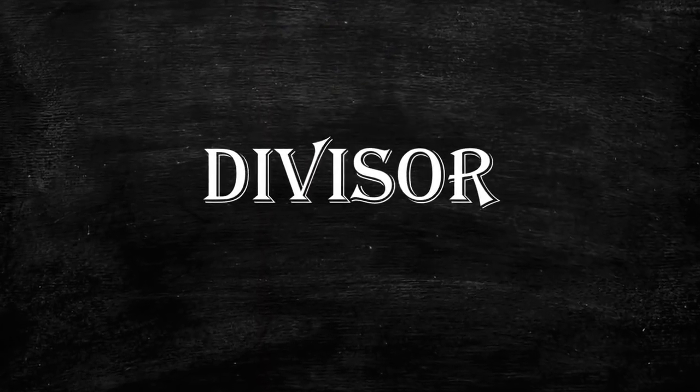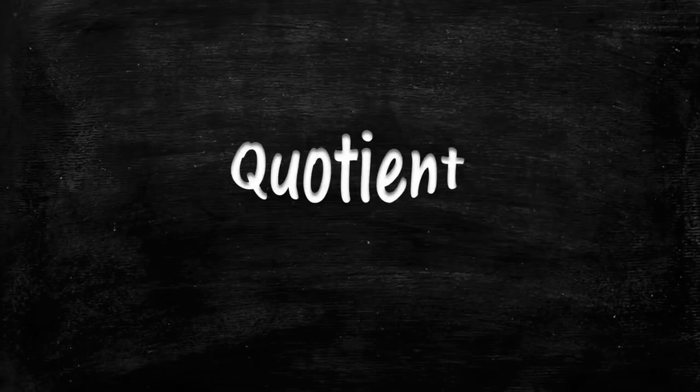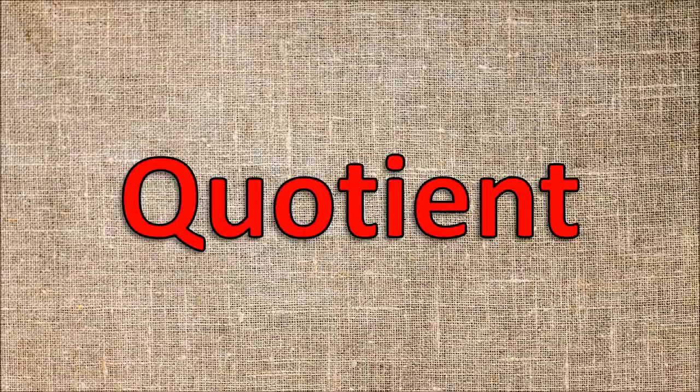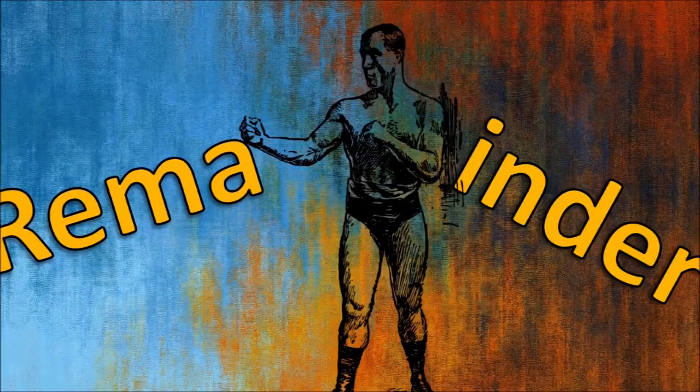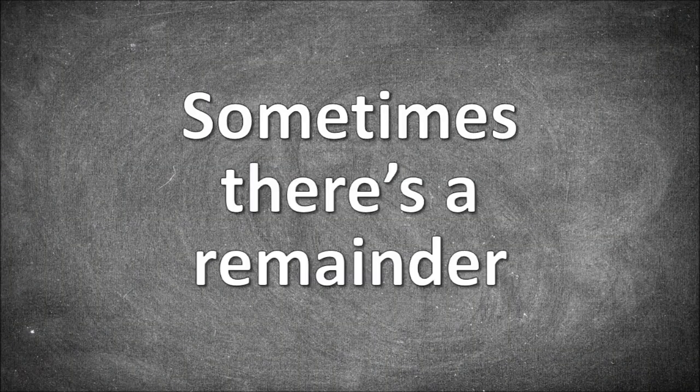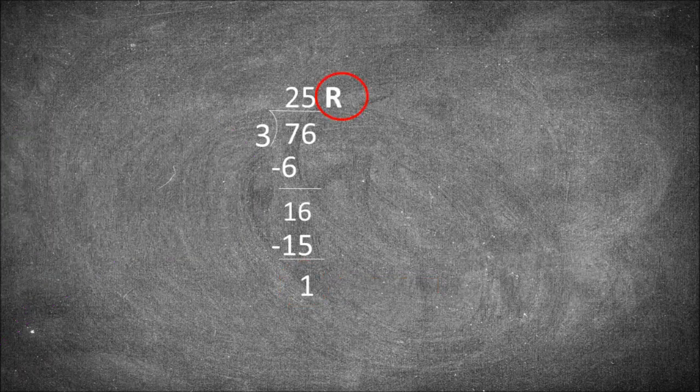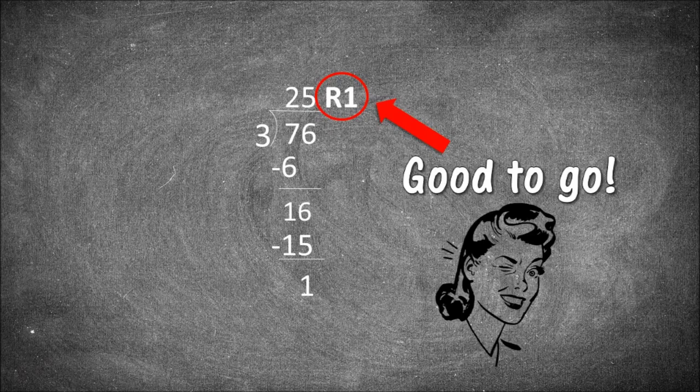Divisor, dividend, quotient, remainder. Divisor, dividend, quotient, remainder. Sometimes there's a remainder. That means you had a little something left over. All you gotta do is put an R beside the quotient with the number after that, and then you're good to go. So now you know.